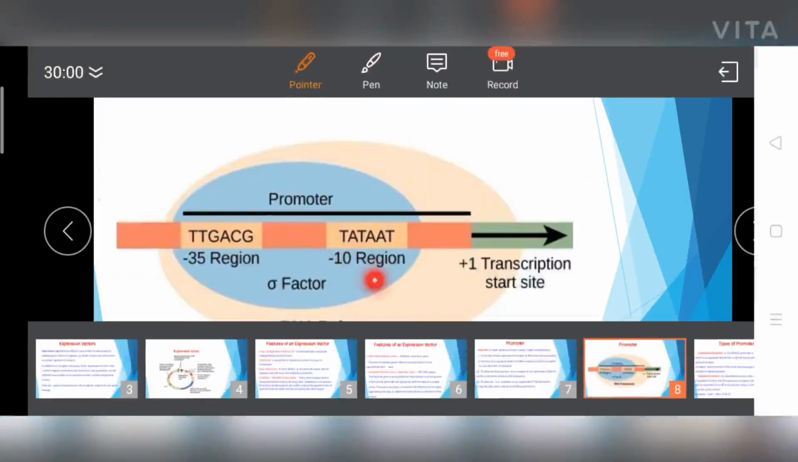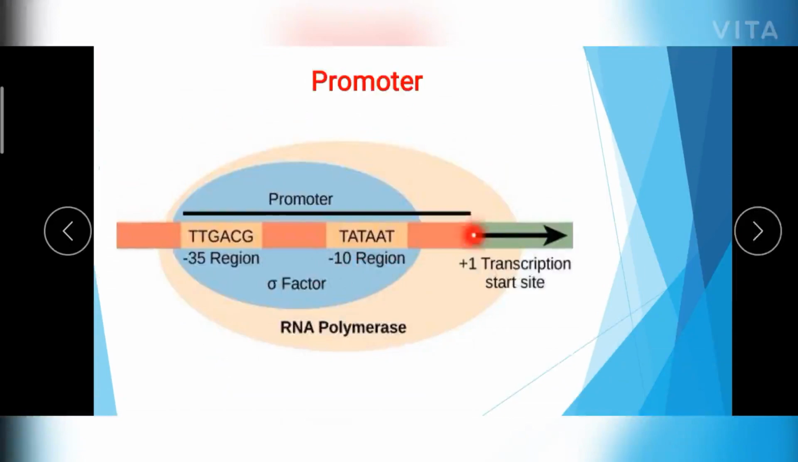The transcription start point is represented as +1. So 10 base pairs away from this transcription start site is called the -10 region, and 35 base pairs away from the transcription start site is called the -35 region. So this is the promoter region where the RNA polymerase enzyme will be binding. These are the consensus sequences, or highly conserved sequences.